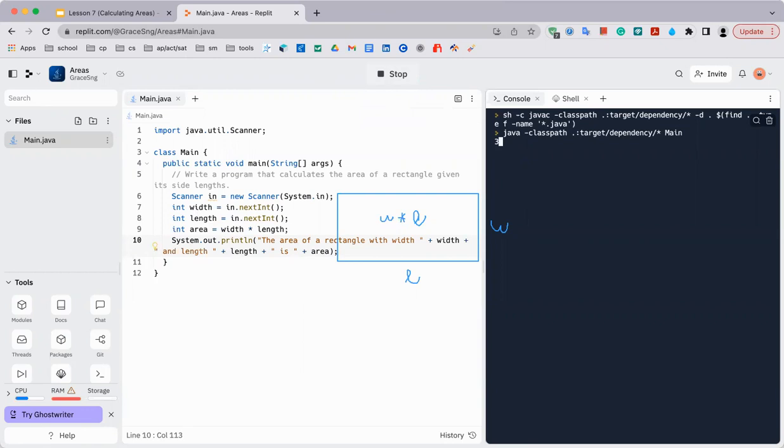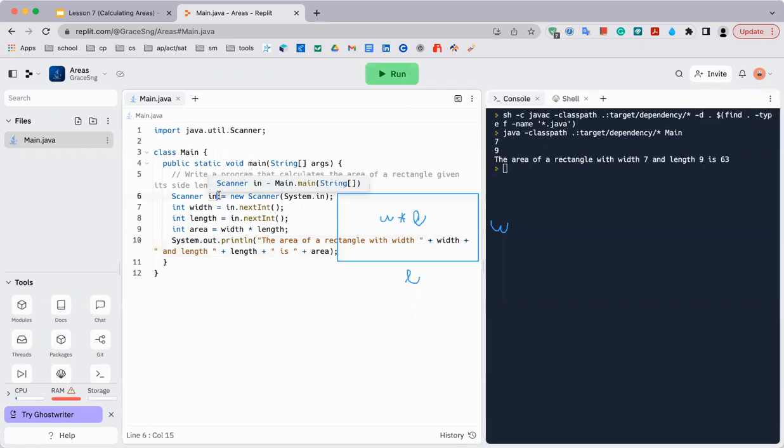I'm going to use a simple example here. So width of 3 and then a length of 6. And for my output, I get the area of a rectangle with width 3 and length 6 is 18, which is correct. And we can try something else. Random numbers, but my output is the area of a rectangle with width 7 and length 9 is 63, and this is also correct. So our program is working fine.